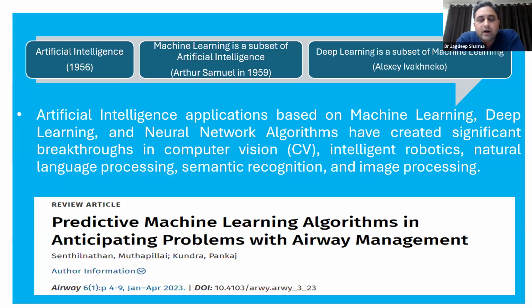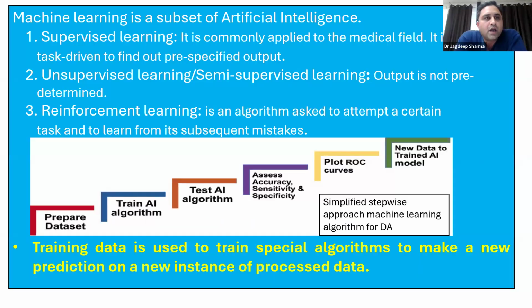So this is a very wonderful article published in Airway Journal in 2023 by Muthapalli Santhinathan and Pankaj Kundraji, on predictive machine learning algorithms in anticipating problems with airway management. They have explained different methods of how machine learning can be used in the assessment of difficult airway. Being a subset of artificial intelligence, there are different types of machine learning.